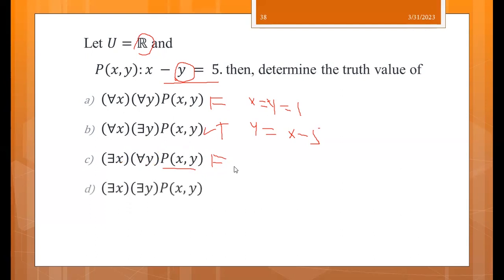And lastly, there exist some x's and some y's satisfying this condition. This is really a true statement, because we can find a number of x and y's that can satisfy this condition. For example, if you take x equal to 5 and y equal to 0, we can find at least one x and one y satisfying this condition, so this is true.